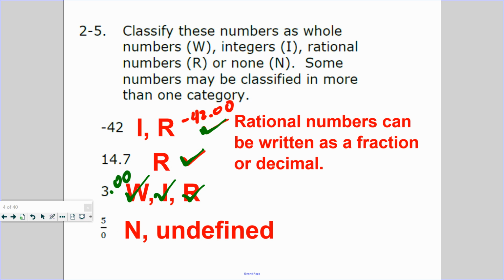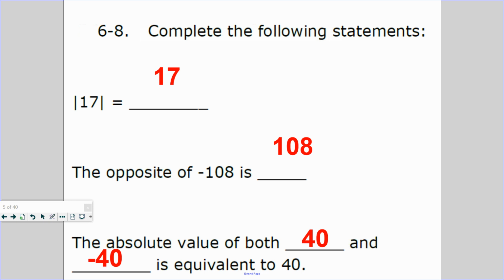And what about this one? If I have 5 and I want to divide it among 0 groups, can you divide 5 cookies or $5 among 0 groups? No, there's nobody to give it to. There's no group. So that's why there is no answer. It's called undefined.